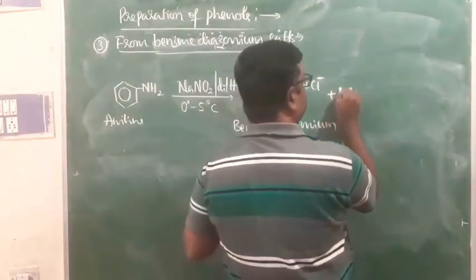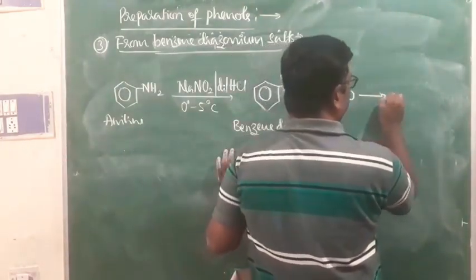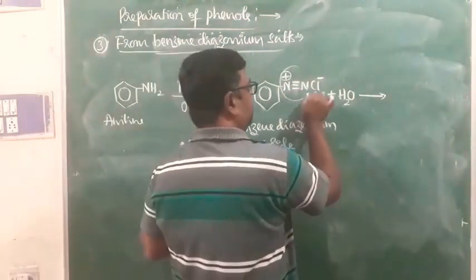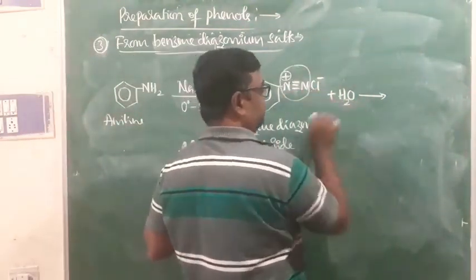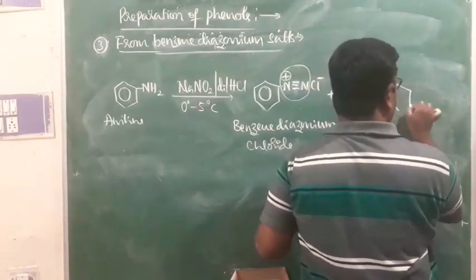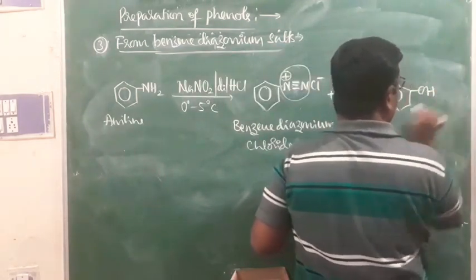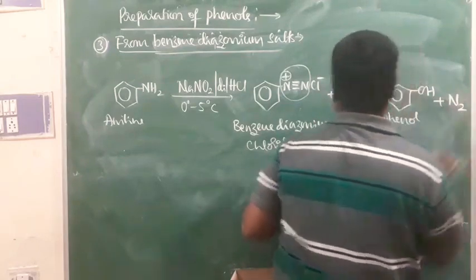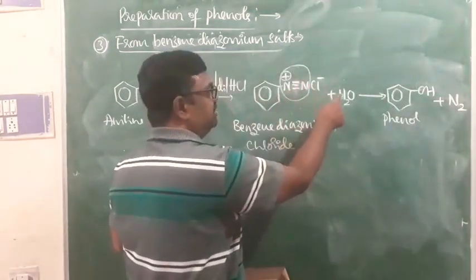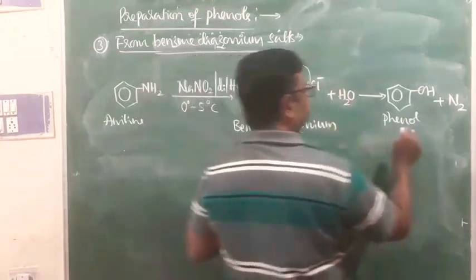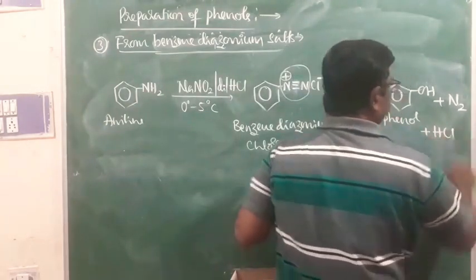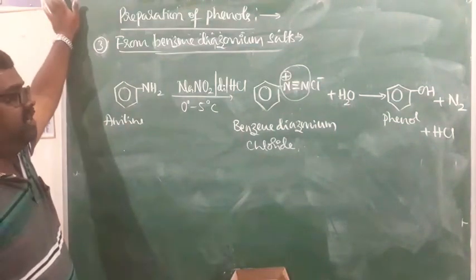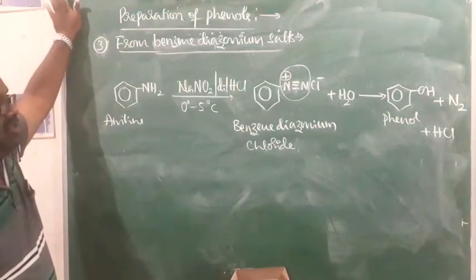When this benzene diazonium chloride is warmed with water, nitrogen gas is taken out, Cl is replaced by OH, and of course you are going to get phenol plus nitrogen. The chloro group is replaced by H plus, and OH will be attached to benzene, and you are going to get HCl. So this is what we call preparation from benzene diazonium chloride.